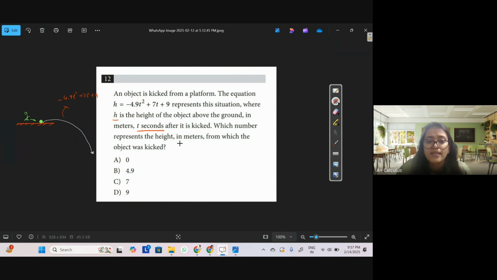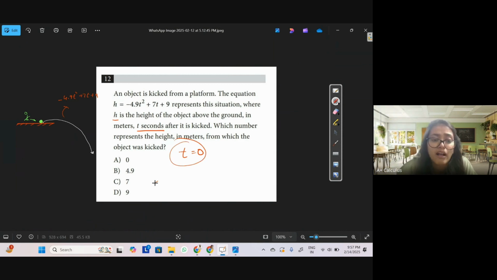Which number represents the height in meters from which the object was kicked? Now, this object was kept on this platform, right? And we have to find out the height from which the object was kicked. So when it was kept on the platform, the value of t was 0, okay? Because we have to find out the height from which it was kicked. So when you kicked it, at that moment, the time was equal to 0.